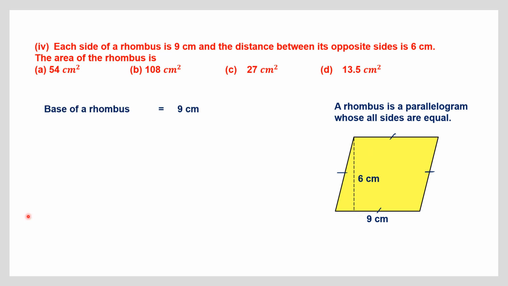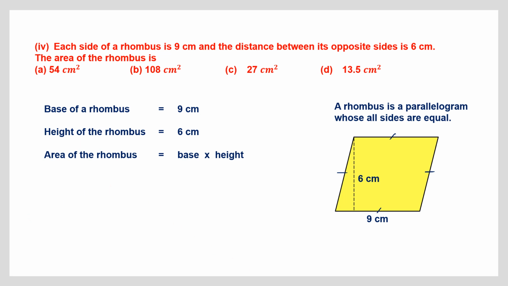Now we can find the area. Take the base as 9 centimeters, the height as 6 centimeters. We can find the area of the rhombus by saying base into height. And base is 9 centimeters, height is 6 centimeters, 9 sixes are 54 centimeter square. So this is our answer, and that is option A, 54 centimeter square.